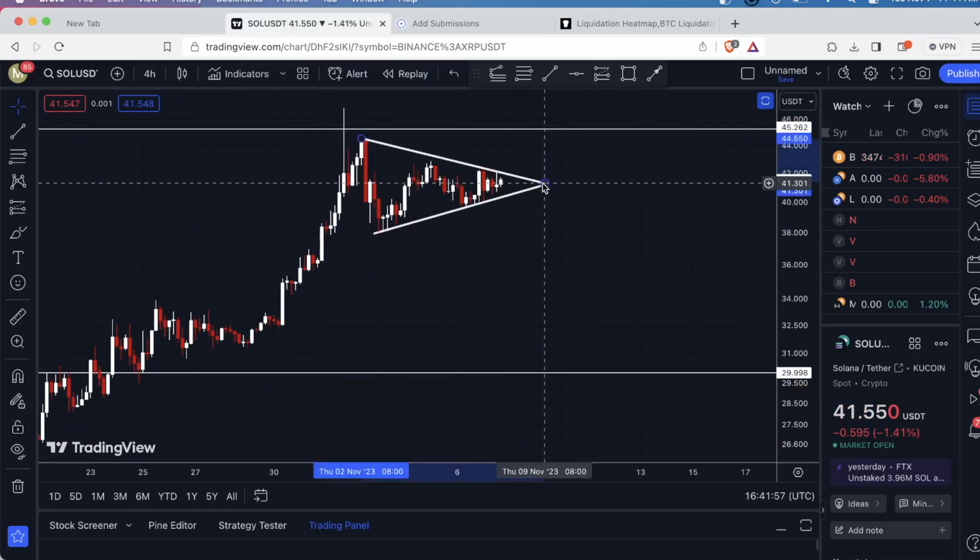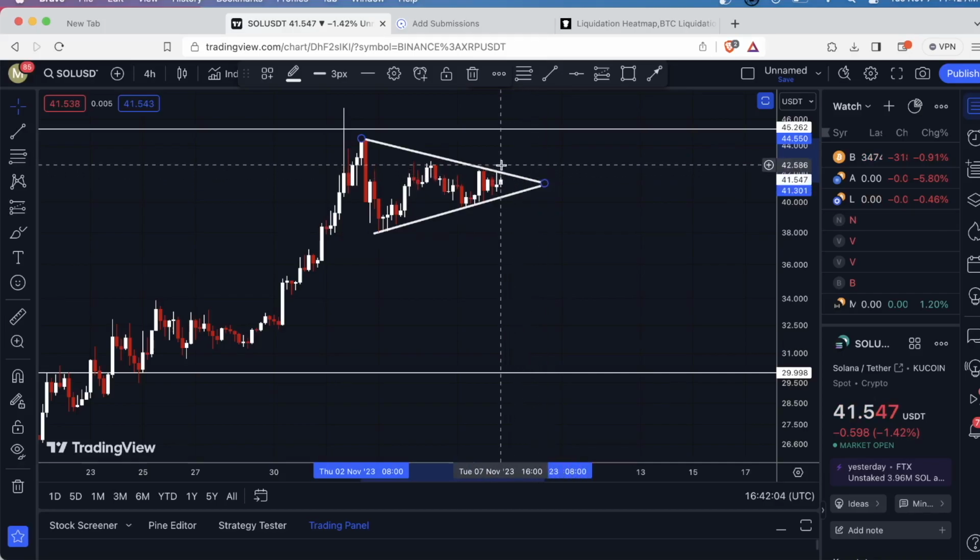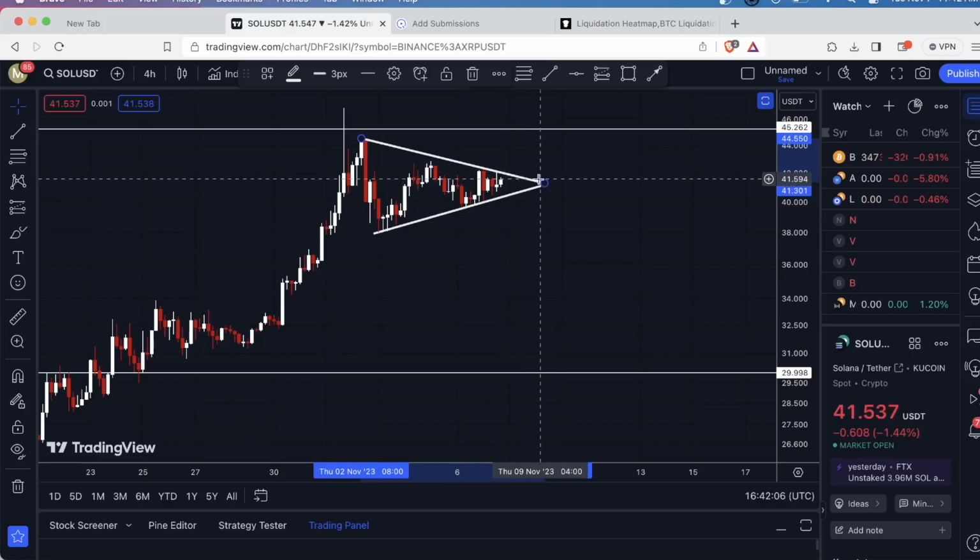So the apex on this is November 9th. So 2 days we could just be in this formation still, but at that point, November 9th, it's going to have to pick a direction, and more often than not, statistically, these will break to the upside.